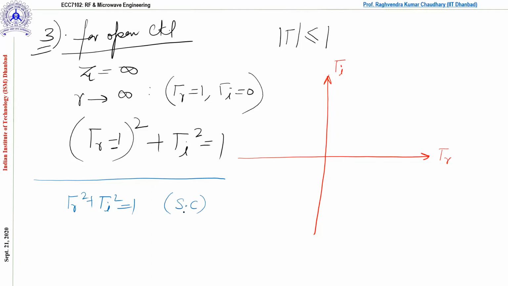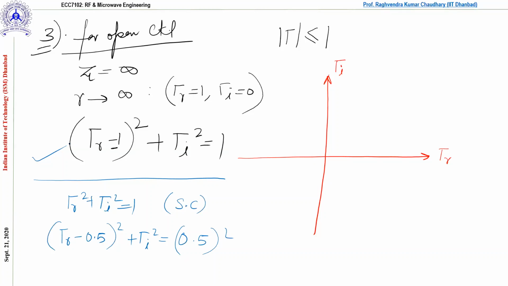Fine. And for matched case, it was gamma R minus 0.5 to the whole square plus gamma I square is equal to 0.5 to the whole square. And the third one is this, which is for the open circuit. Fine. So now the three cases we have.